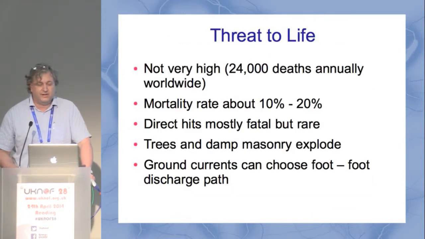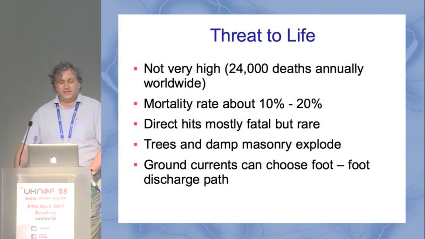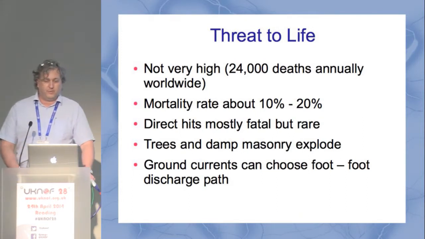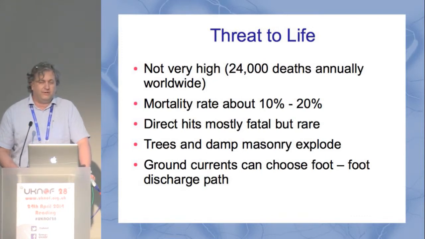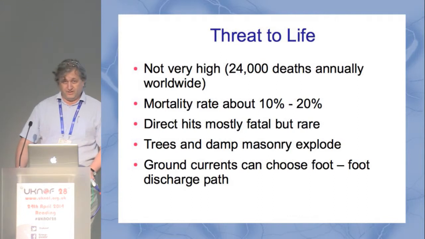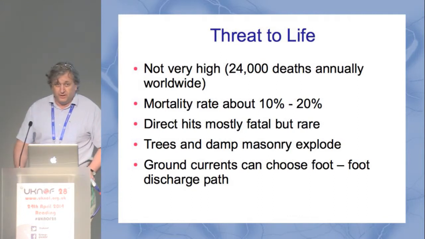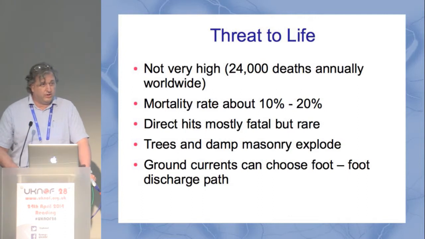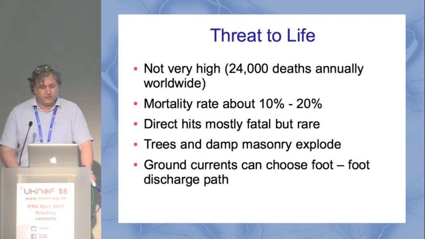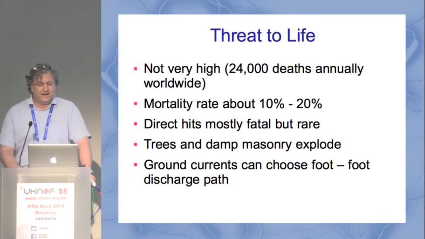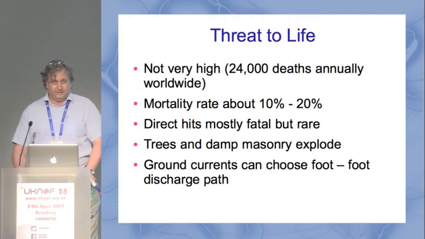Okay, let's first look at the threat to life. As things go, it's actually not very high. About 24,000 deaths annually worldwide from lightning. The mortality rate from lightning hits is about 10 to 20%. So again, which is quite low. You can actually get struck 10 times or so before you're dead. And in fact, the world record is a guy that got struck 7 times by lightning during his life and survived. It's actually in the Guinness Book of Records. Direct hits are mostly fatal, but comparatively rare.